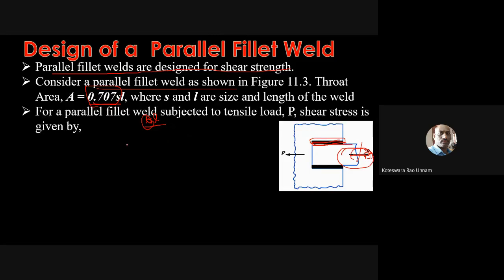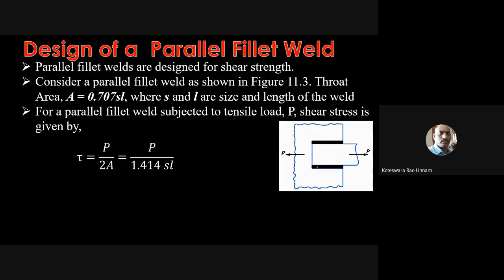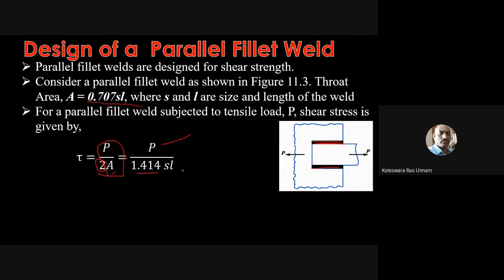So the magnitude of shear stress is given by the same P by 0.707 SL. If it is a double weld, here I have two welds and both sides are there, then I need to take it as 2A. If the weld is on only one side, I will take it as only A. In this case, it is given on both sides, so I have to take P by 2A, which is nothing but P by 2 into 0.707 SL, which is nothing but P by 1.414 SL. So like this, I can estimate the shear stress in case of a parallel fillet weld.